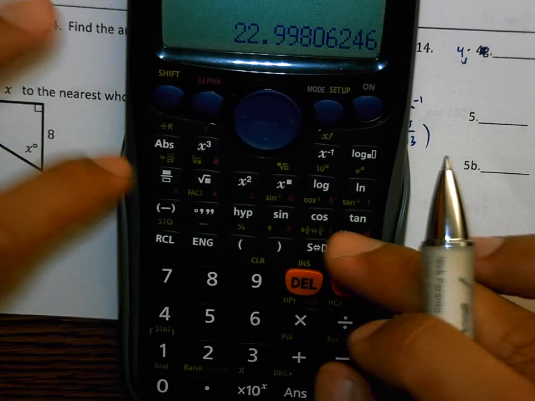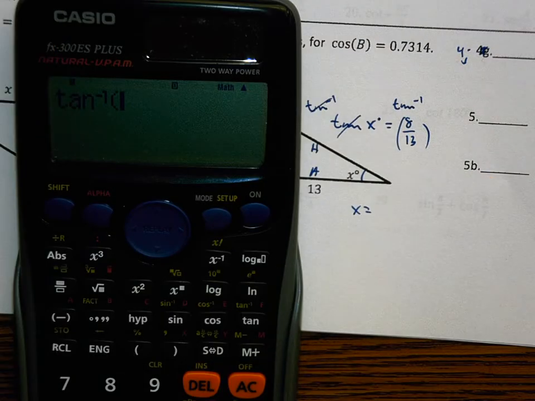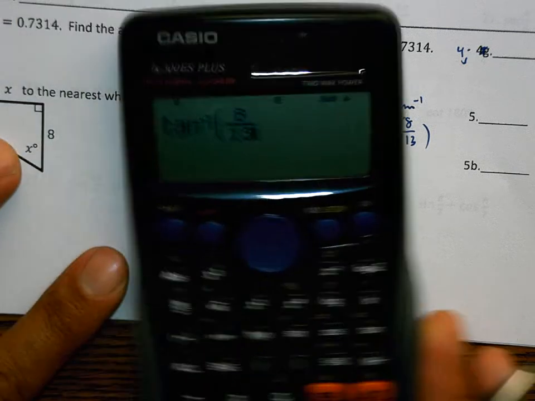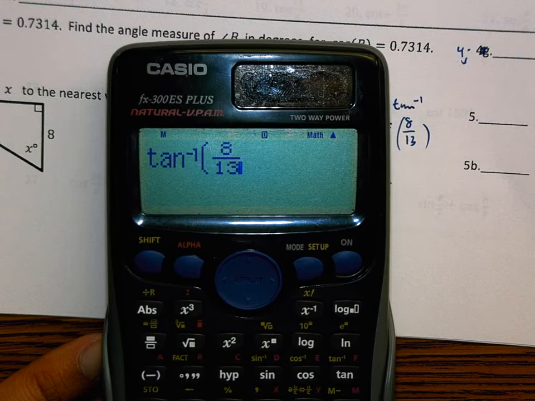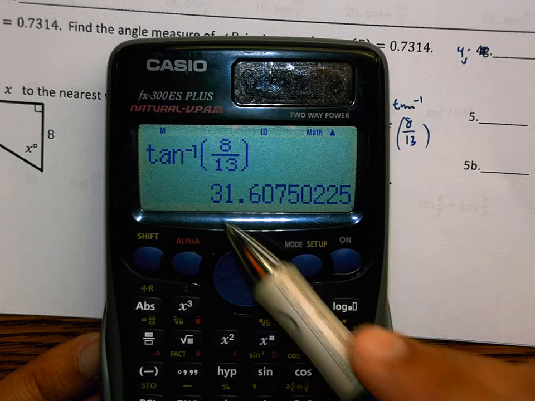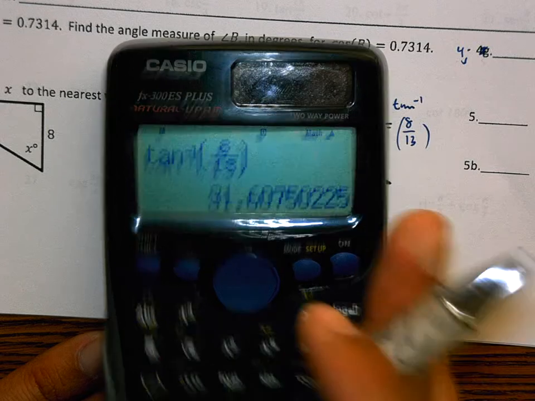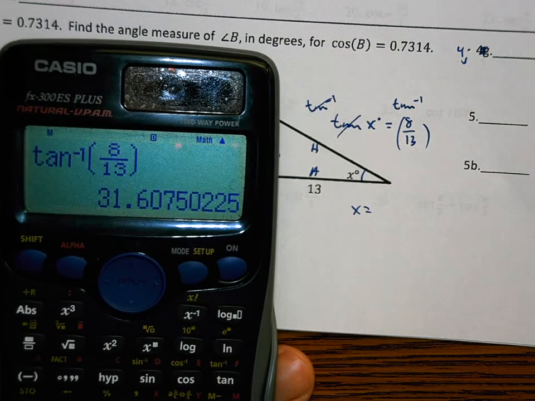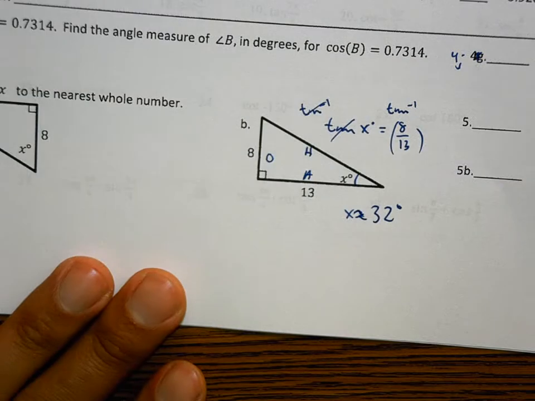I'm going to press inverse tan of 8 over 13. You can't see that, so let's see if I can find the light. Oh, there's the light right there. End of my parentheses. It's about 31.6, and it tells me to round to the nearest whole number, so I'm going to say that's about 32 degrees.